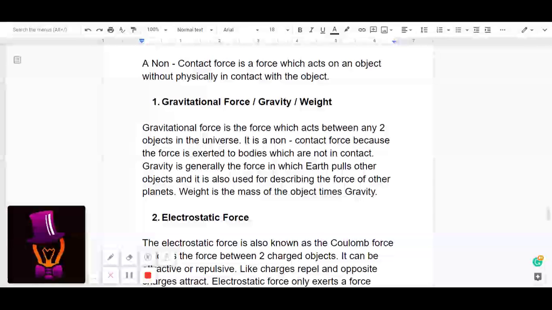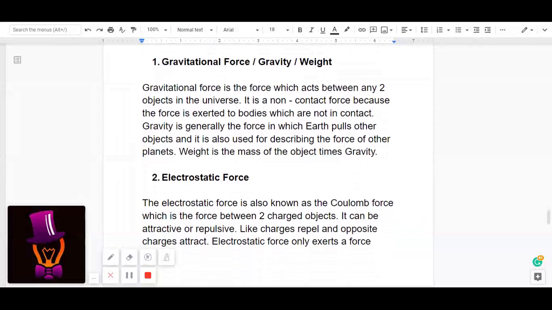Gravity is generally the force with which Earth pulls other objects, and is also used for describing the force of other planets pulling objects down. Weight is the mass of the object times gravity. W is equal to mg. You might have heard this in the gravitation chapter many times.